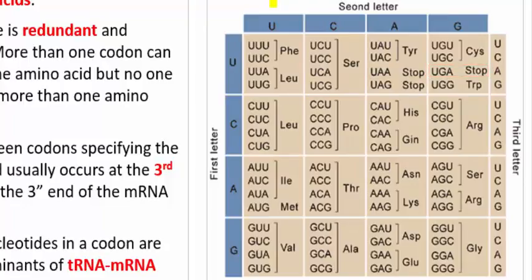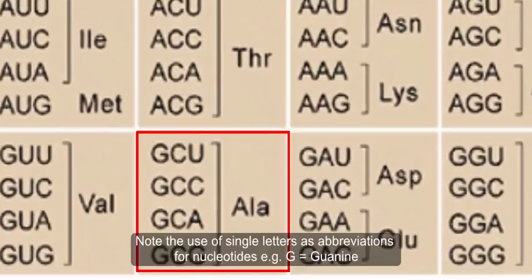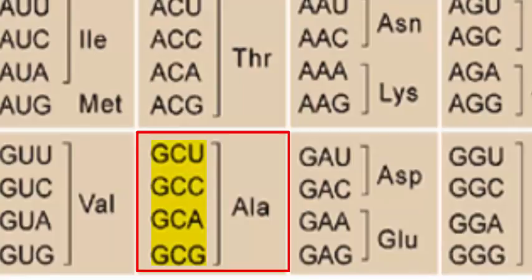Now, when several different codons specify one amino acid, the difference between them usually lies at the 3rd base position, at the 3' end of the codon. So, for example, alanine is coded by the triplets GCU, guanine cytosine uracil, GCC, guanine cytosine cytosine, GCA, guanine cytosine adenine, and GCG, guanine cytosine guanine. This redundancy, in which one amino acid is coded for by more than one codon, is characteristic of the genetic code.